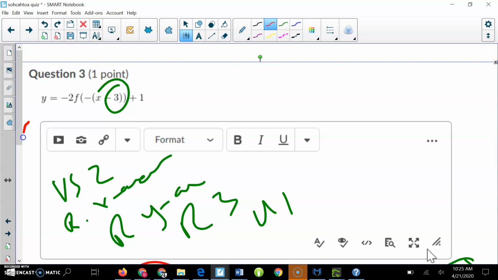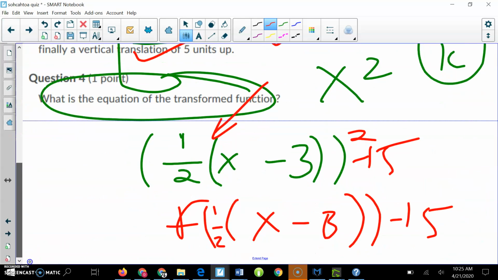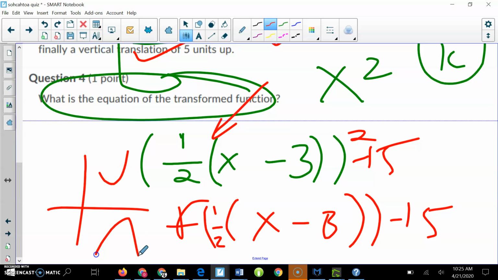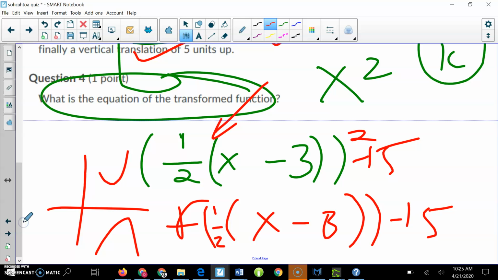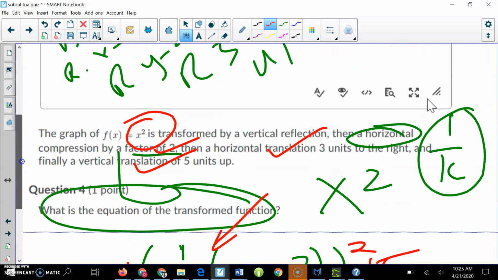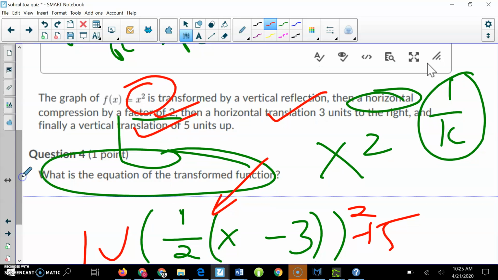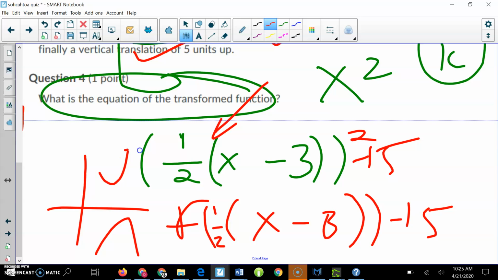Back to this function here. It's a parabola. We know our parabolas look like this or like this. Now we just have to figure out what the vertex is. This here is a vertex of 3 and 5. Oh, I forgot this, vertically reflected. Vertically reflected means that there's a negative in front of the whole thing, which means it's flipped this way. My vertex is up here at 3, 5, but it comes down because it's reflected.